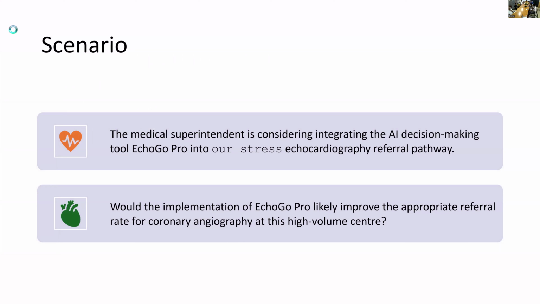Referral pathway in the sense, when you do a stress echocardiography, which of these patients are you going to refer for an invasive coronary angio or to the cardiologist? So now we want to know whether implementation of this Echo Go Pro in our decision making about referral will improve appropriateness of the referral. Like the correct patients who actually have coronary artery disease are getting referred. And does this work at a high volume center like ours?